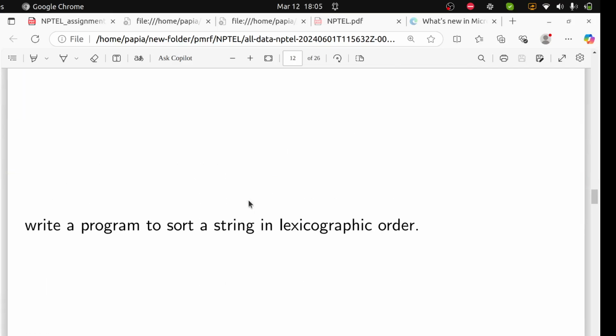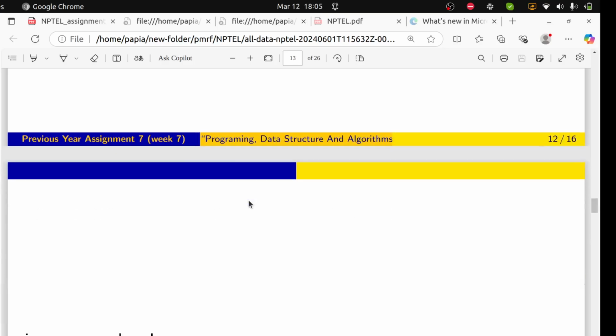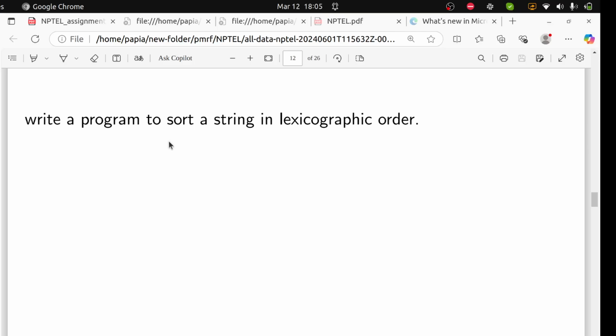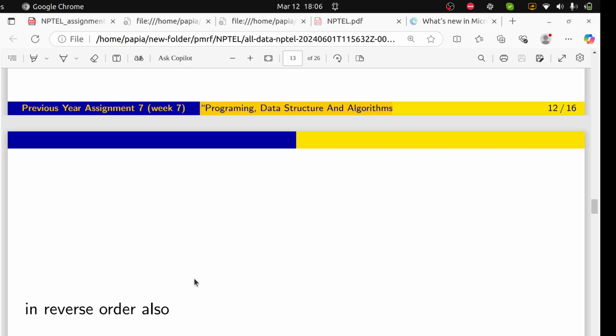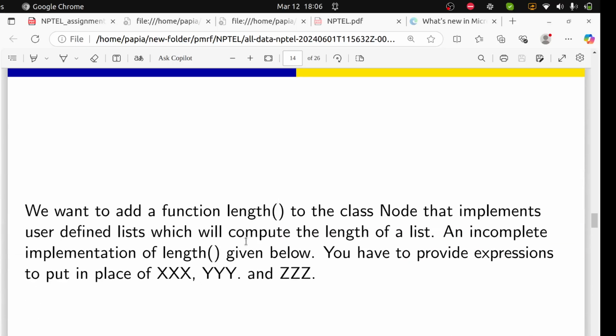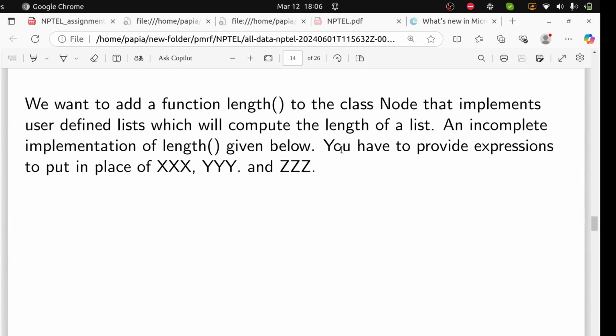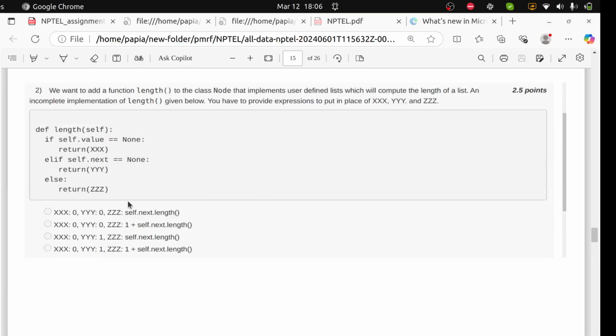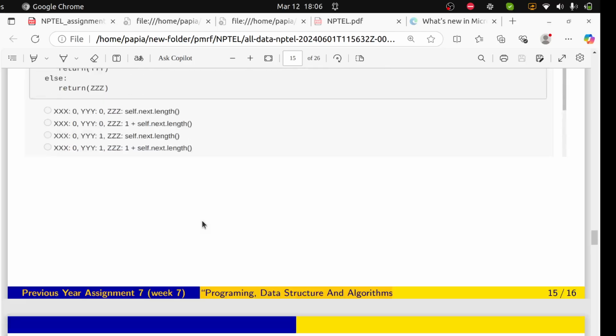One question was: write a program to sort strings in lexicographic order, and then write a program in reverse order, the reverse of that lexicographic order. And then there is one program that we need to fill up so that we can have the result. What will be the answer for this result, and what will be the values of x, y, z in this case? That is the case.